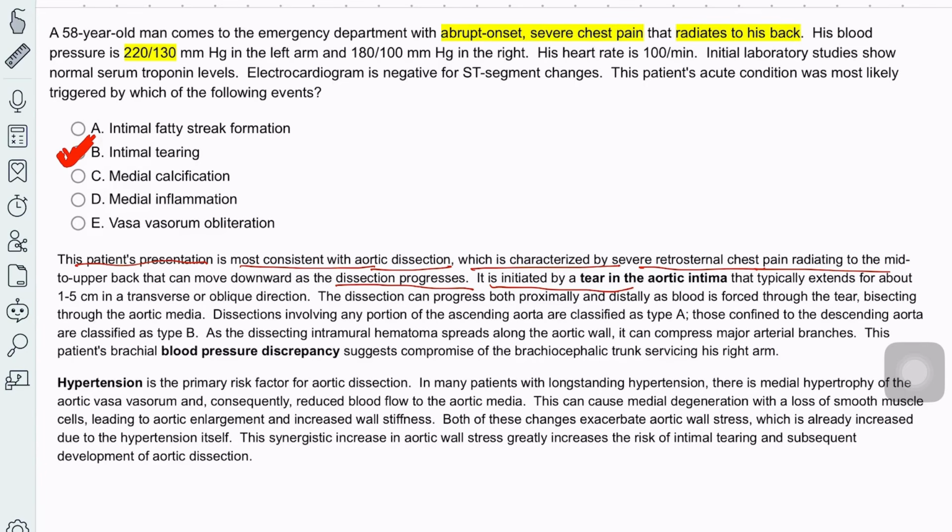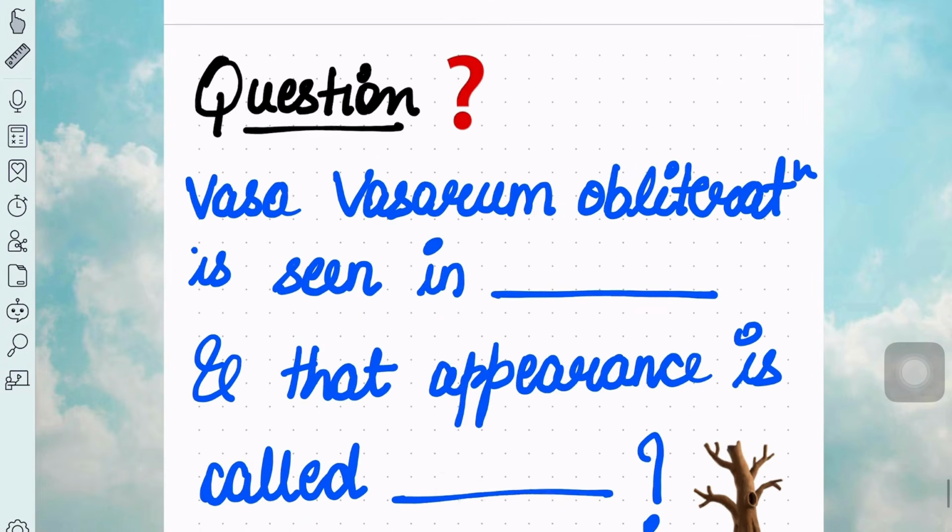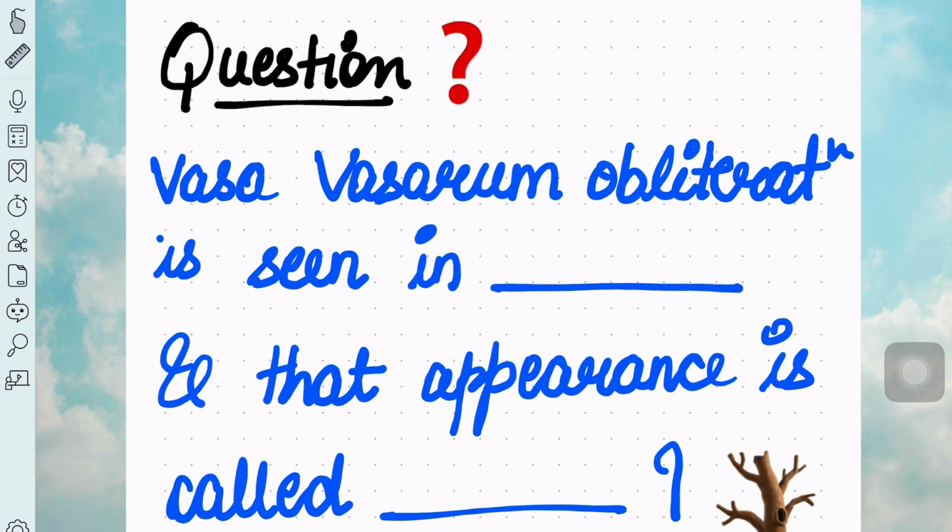It is initiated by a tear in the aortic intima that typically extends for about 1 to 5 cm in the transverse or oblique direction, and the most important risk factor for aortic dissection is hypertension. Now there is a question for you guys. Vasa vasorum obliteration is seen in which disease and which stage of that disease, and what is that appearance called?